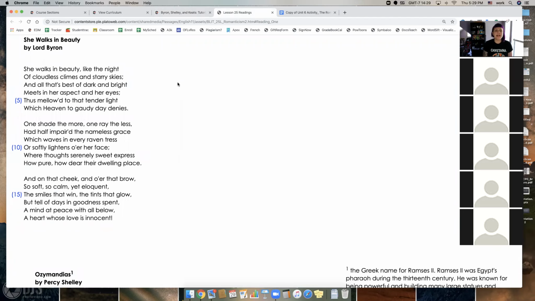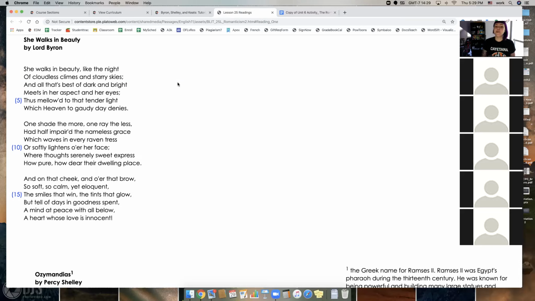She walks in beauty like the night of cloudless climes and starry skies, and all that's best of dark and bright meets in her aspect and her eyes, thus mellowed to that tender light which heaven to gaudy days denies. One shade the more, one gray the less, had half impaired the nameless grace, which waves in every raven tress or softly lightens o'er her face, where thoughts serenely sweet express how pure, how dear their dwelling place. And on that cheek and over that brow, so soft, so calm, yet eloquent, the smiles that win, the tints that glow, but tell of days in goodness spent, a mind at peace with all below, a heart whose love is innocent.